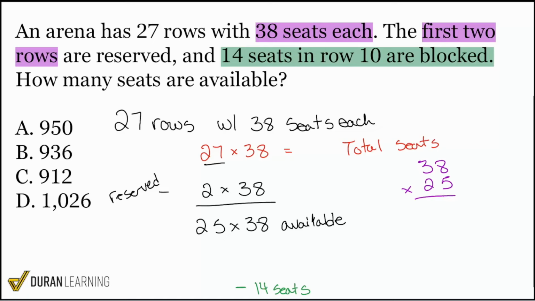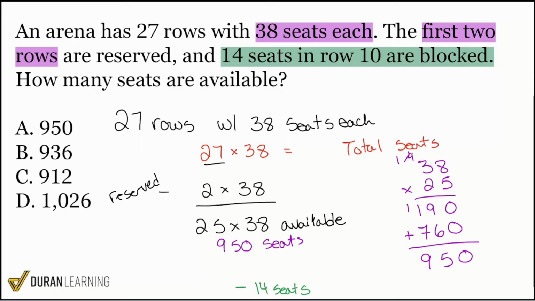So we have 8 multiplied by 5, and that's 40. Carry the 4. 3 multiplied by 5 is 15. Carry the 4 is 19. Now we'll move it over. And now we have 8 multiplied by 2, which is 16. Carry the 1. And then we have 3 times 2 is 6. Carry the 1 is 7. Add all of this back up. And we have 0, 15, carry the 1, and then 9. So there we are. We have 950 seats, but we are not done.